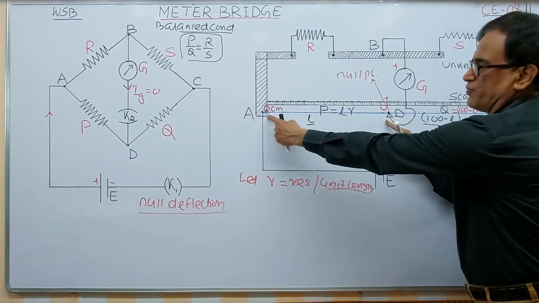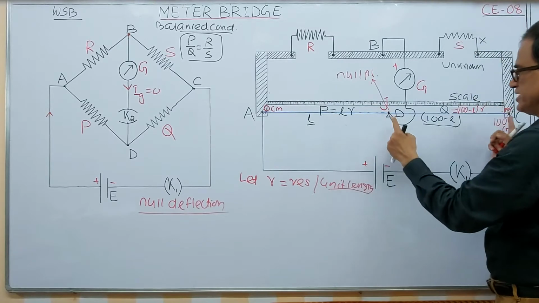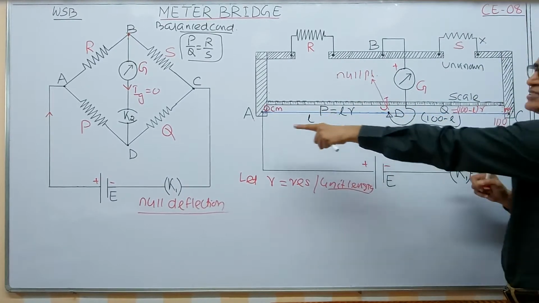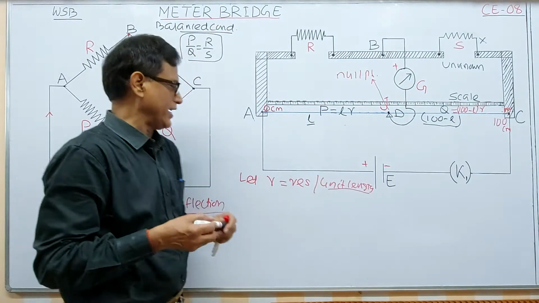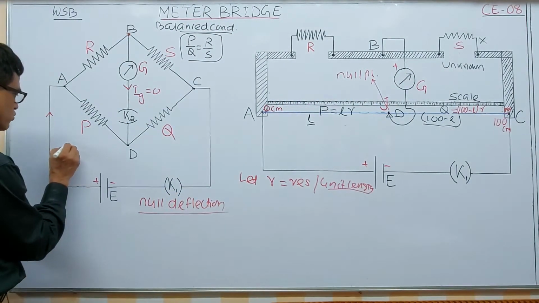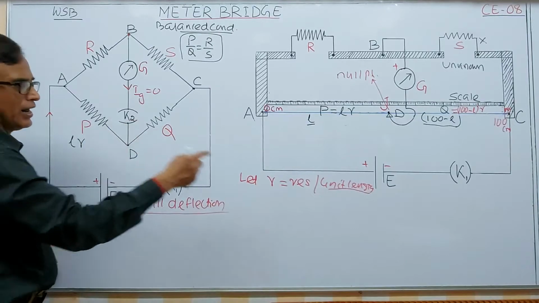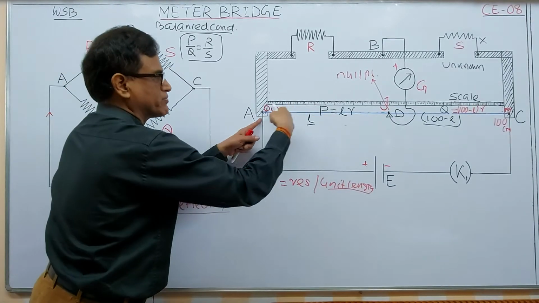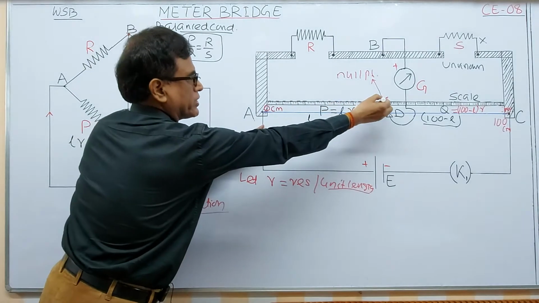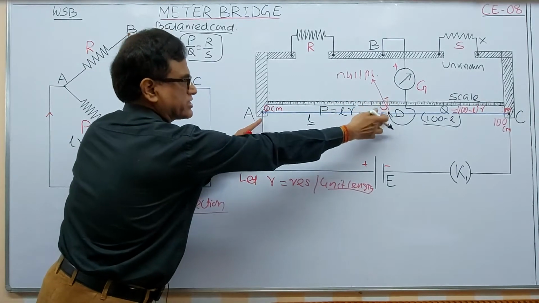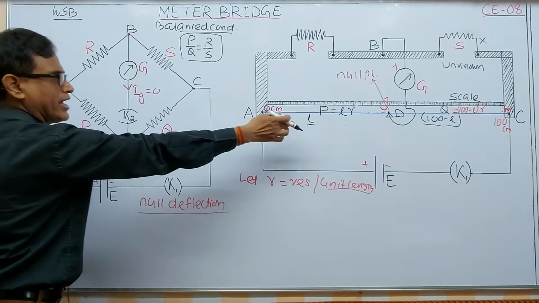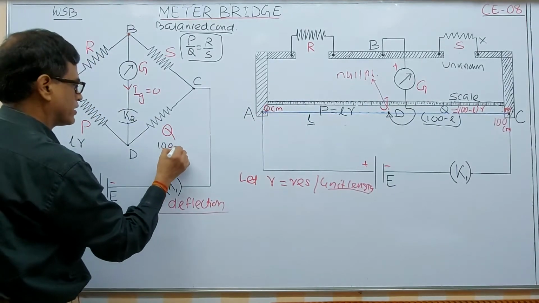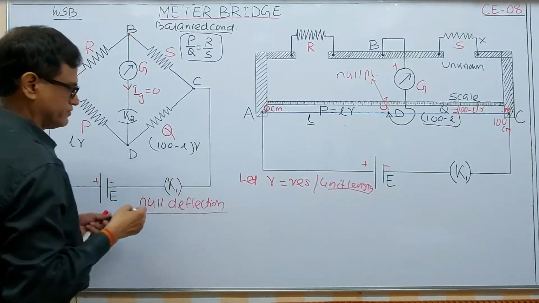This length of wire gives resistance P. This length of wire gives resistance Q. Here you can see in my diagram, P is equal to L into R. R is the resistance per unit length. For length L, you have to measure the length from the left hand side on the scale. Say for example, this is 50, or 60, or 40, wherever it is. So length can be measured from the left hand, L into R, and this will be 100 minus L into R.